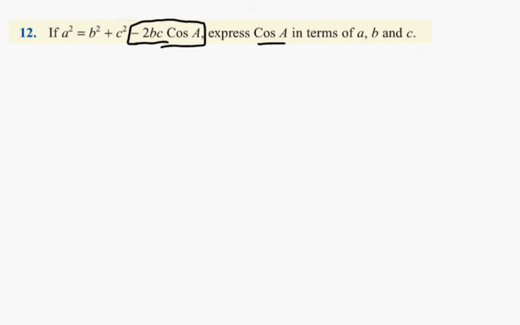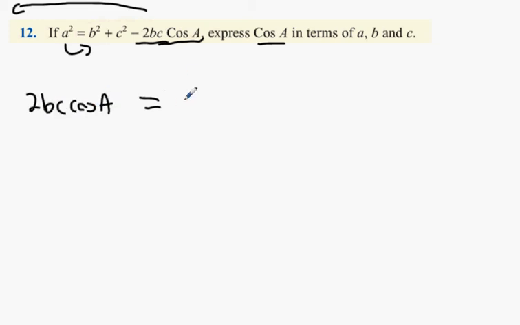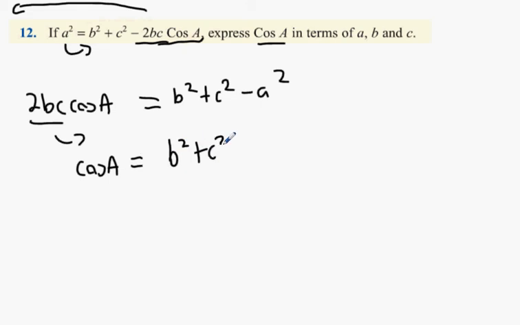So here's what we're going to do. We're going to bring the 2bc cos A all of it to the left. We're going to bring this a squared to the right. We're going to get 2bc cos A equals b squared plus c squared minus a squared. We're then going to look at the 2bc. It's been multiplied by the cos A, which means if I bring it over to your side, what's wrong? Divided. And you're done. Okay. That good?